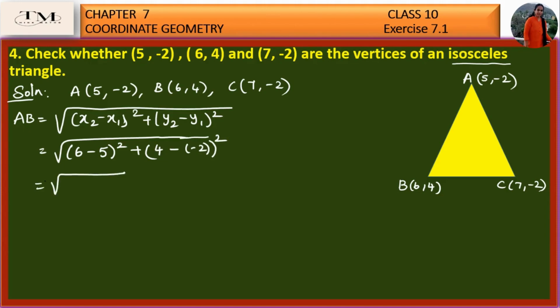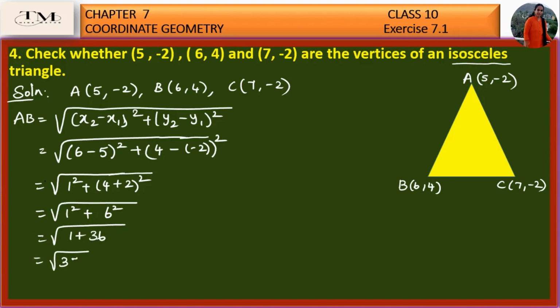So 6 minus 5 is 1. So 1 square plus 4 minus into minus plus. So 4 plus 2 whole square. So 1 square plus 4 plus 2 is 6. So 6 square. So 1 plus 6 square is 36. So 36 plus 1 is root of 37. So keep this as such.